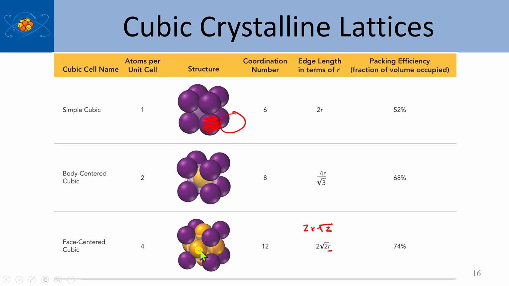So for example, this atom in the face here makes contact with 1, 2, 3, 4, 5, 6 of the yellows, 7, 8, and then there's another layer on top which would give us the 12. Okay, so 3 layers of 4 is one way to look at it.